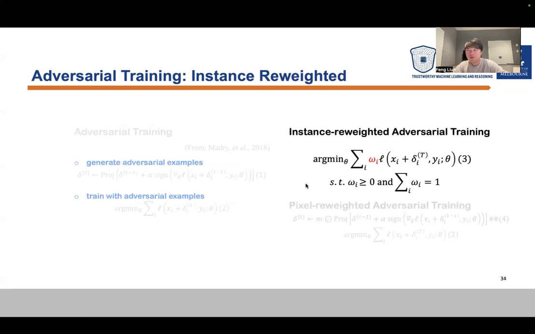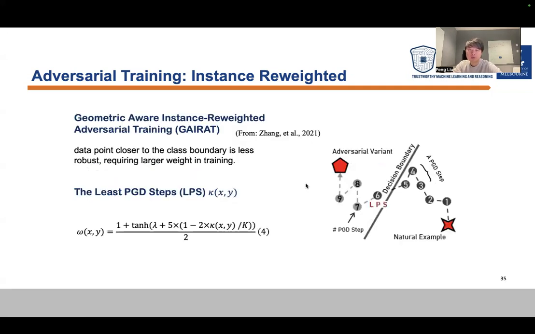Okay, the next one is called instance-related adversarial training. In this method, we will directly work on the adversarial training method, but we will provide different weights for different samples. So it's the first work in this field. It's called GAIRAT. It's geometry-aware instance-reweighted adversarial training. The main idea is that a data point close to the class boundary is less robust, requiring larger weight in training.